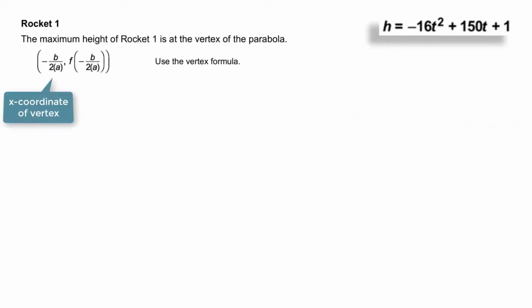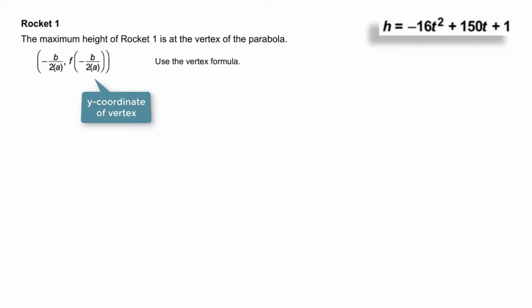Rocket 1. The maximum height of rocket 1 is the vertex of the parabola. Recall the Vertex Formula says the x-coordinate of the vertex is negative b over 2a, and the y-coordinate of the vertex is the output of the function evaluated for the input x equals negative b over 2a.